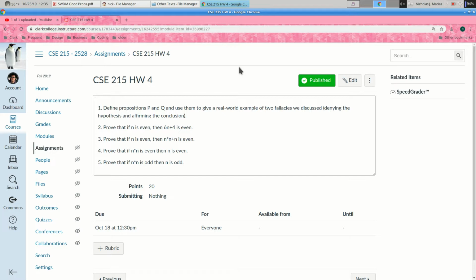So you've got your homework back for homework four. Question one, everybody nailed, so that was great. Examples of the two fallacies. So picking propositions, again, showing something is not true, all you have to do is find one counterexample. So if you could find particular P's and Q's where denying the hypothesis or affirming the conclusion was clearly false, that's enough to say that's a fallacy.